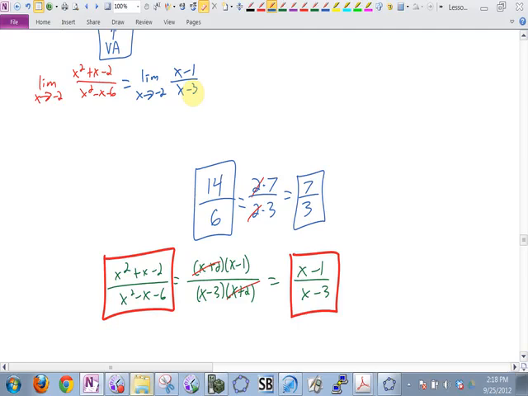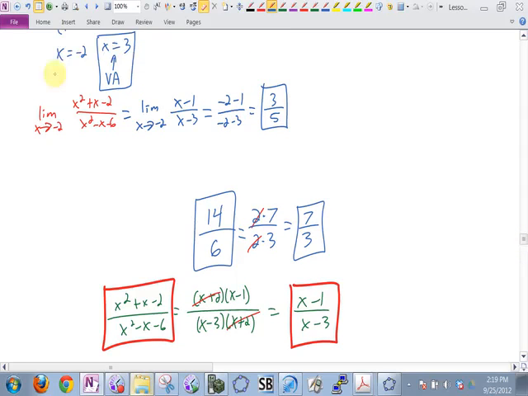Yeah. Will they all factor? If you get 0 over 0, something will factor and cancel, yes. Yep. So now we plug -2 in, and we got 3/5. So that not only proves that it was a hole to begin with, it also gives me the location of the hole. It has coordinates -2, 3/5.